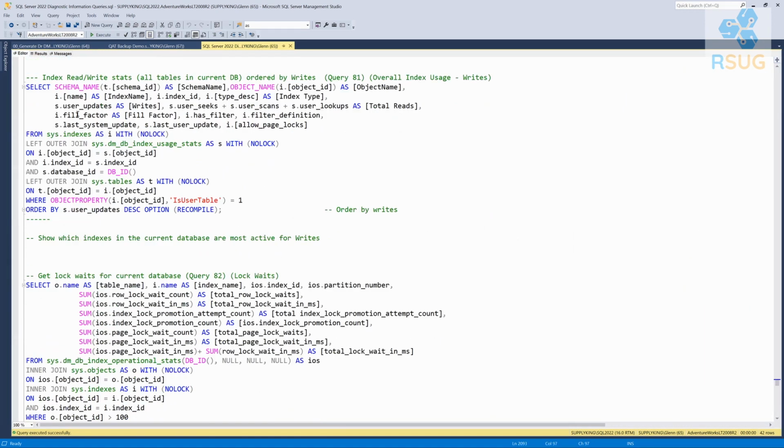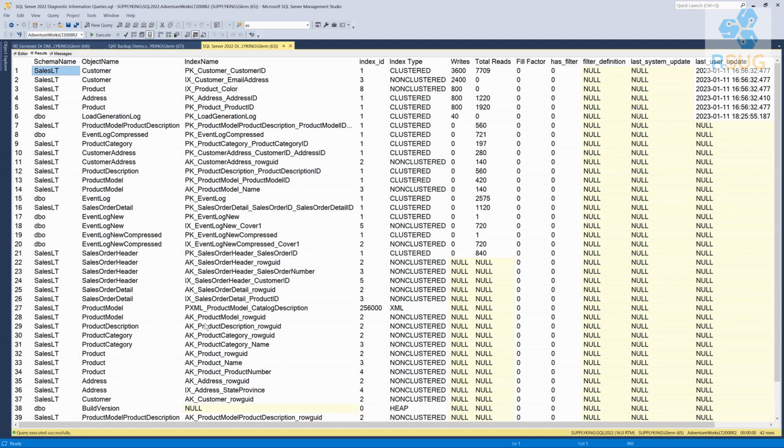This does the same thing, ordered by writes. So which indexes have the most writes? This also helps you spot ones that have lots of writes and zero reads.